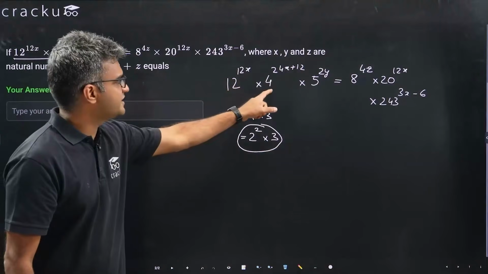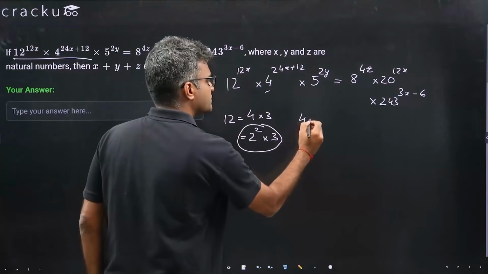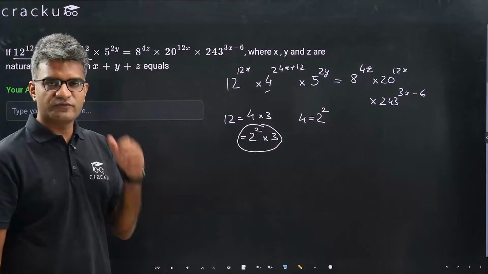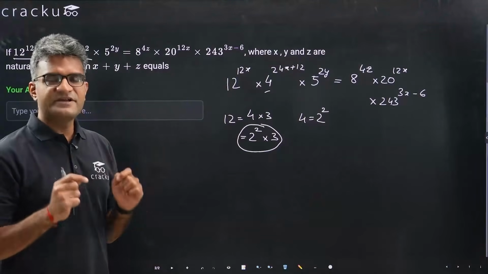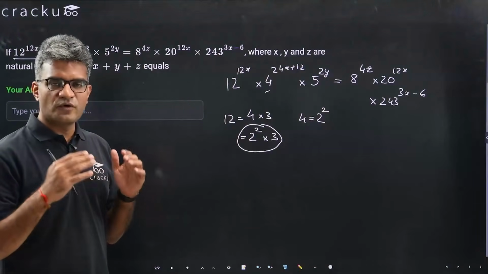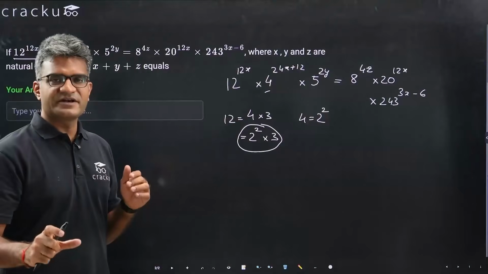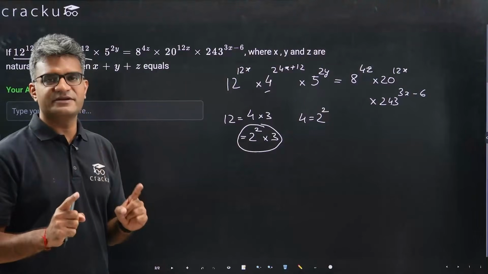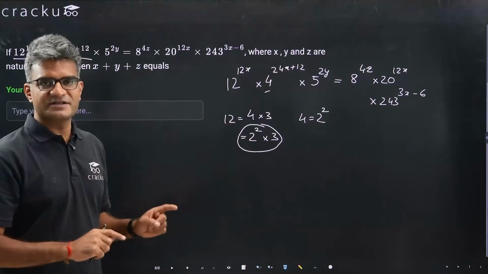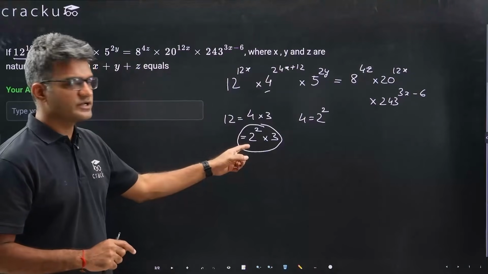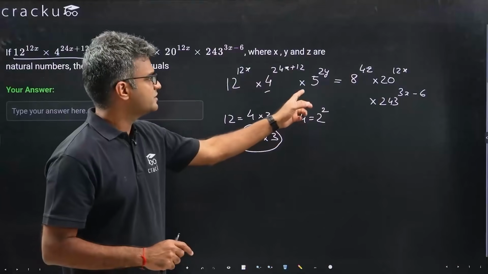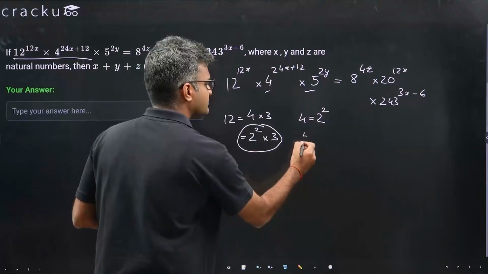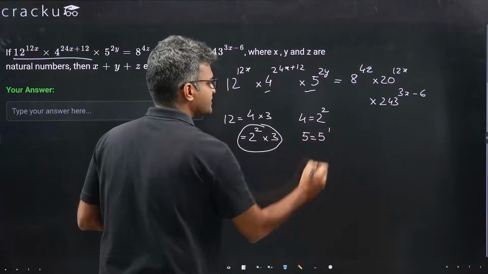What is the second one? It is 4. 4 is simply 2 square. The prime factorization of 4 is 2 square. We are writing 4 as a product of only prime numbers. Every number can be written as a product of only prime numbers. That is called the prime factorization. And you can write any number as a product of prime numbers in exactly one way. And that one way is the prime factorization. For example, 12 is 2 square into 3. 4 is 2 square. 5 itself is a prime number, so we can ignore it. We'll just write 5 as 5, or 5 to the power 1.